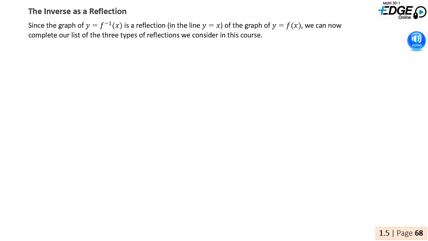Now that we have seen the inverse of a relation in the context of a reflection, specifically a reflection in the line y equals x, we have seen all three types of reflections that we'll see in this course.